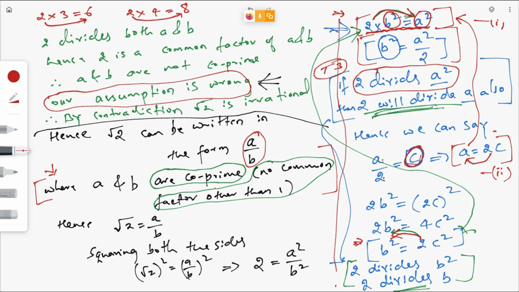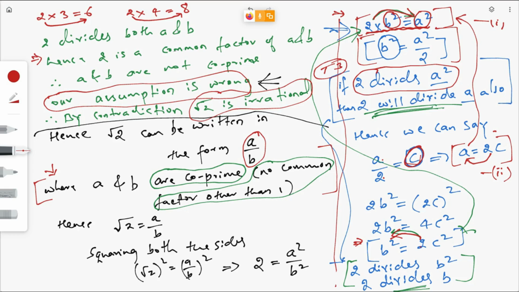But we assumed that there are no common factors for this a and b. So this is contrary to our assumption. This statement is contradicting our assumption, so our assumption is wrong. What we assumed? We assumed that root 2 is a rational number. So this statement contradicts our assumption. So we can say that root 2 is irrational.